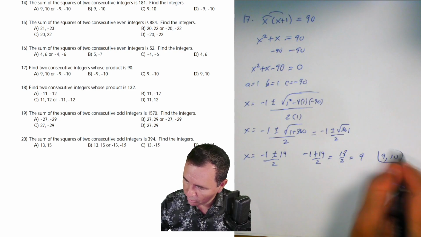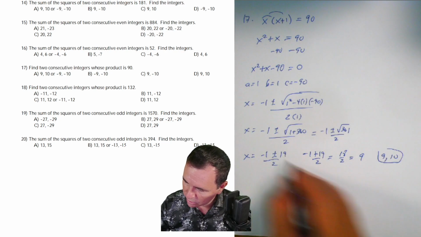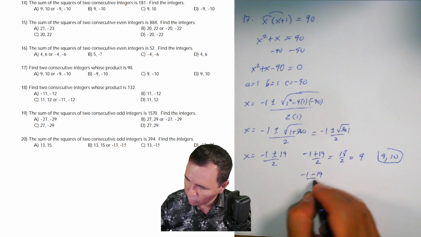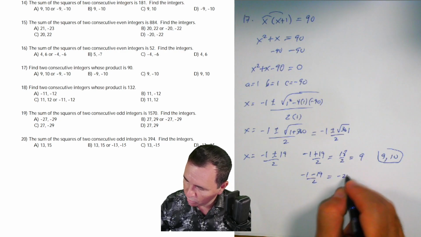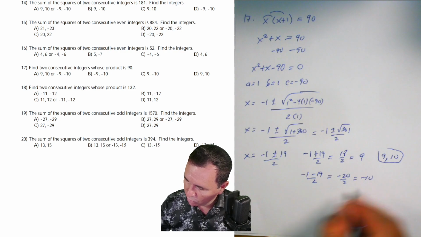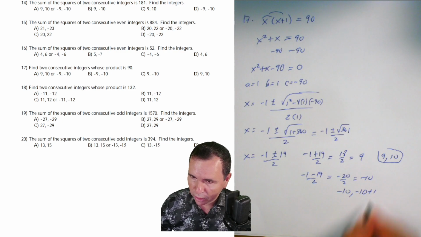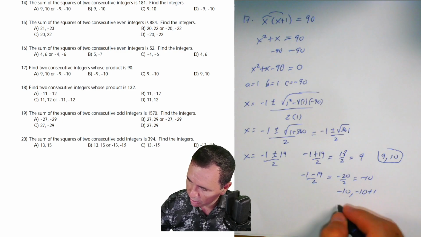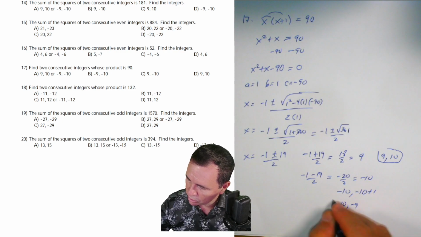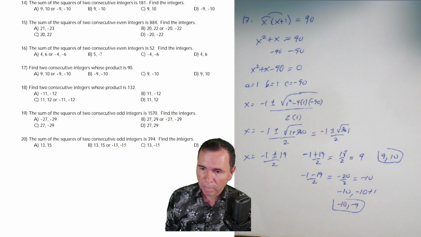That's one scenario. But the other scenario is where I subtract 19 over 2. That's going to be negative 20 over 2, which becomes negative 10. And when I add 1 to negative 10 to get the next consecutive integer, I get negative 9. So those are my answers, this one and this one.